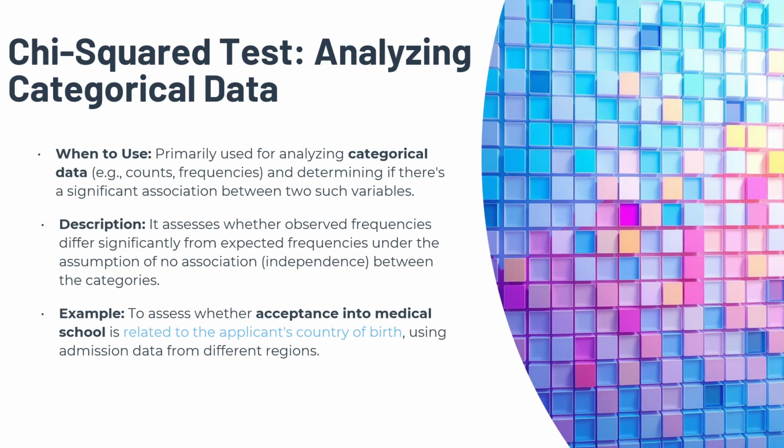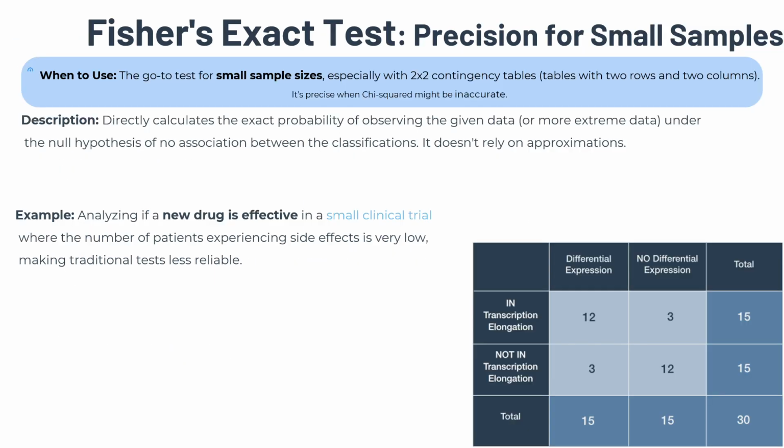Chi-square test. It analyzes categorical data, like counts and frequencies, and determines if there is a significant association between two such variables. It assesses whether observed frequencies differ significantly from expected frequencies under the assumption of no association between the categories. For example, to assess whether acceptance into medical school is related to the applicant's country of birth using admission data from different regions, we will use chi-square test.